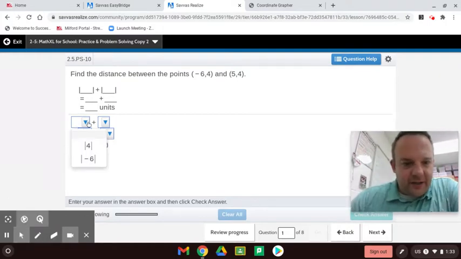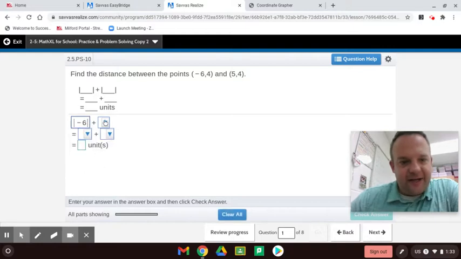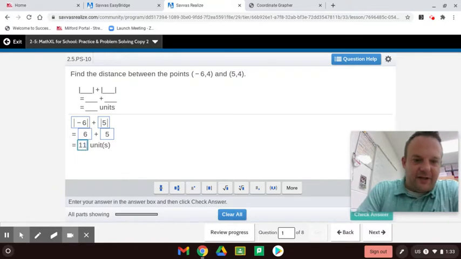So right here, we're going to take the absolute value of negative 6 plus the absolute value of 5. The absolute value of negative 6 is 6. The absolute value of 5 is 5. That's a distance of 11.